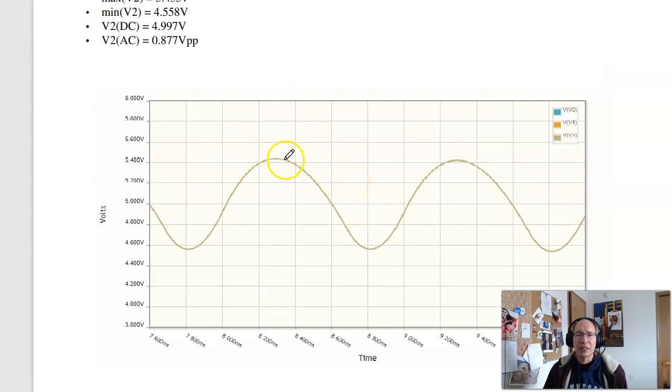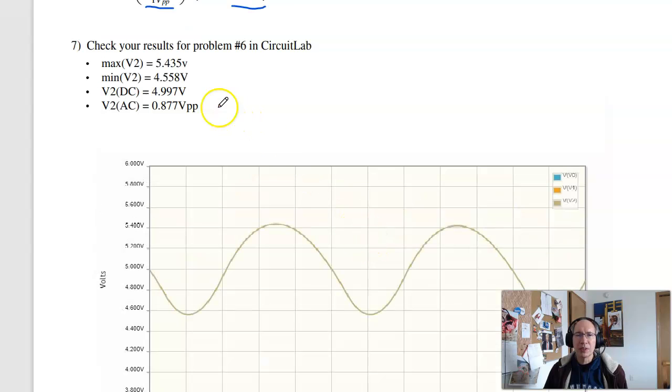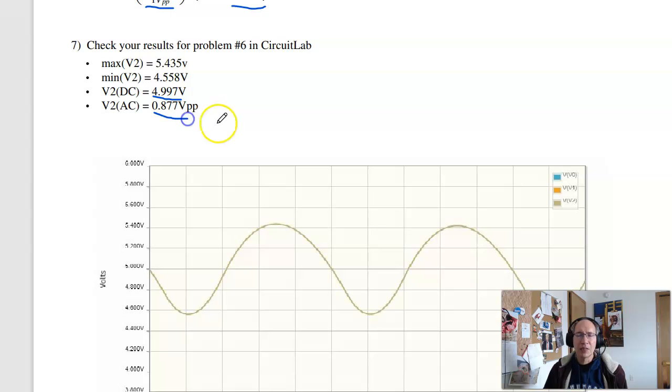I can take the peak voltage and the minimum voltage. The average of the two is your DC voltage. I designed for 5 volts, and I got pretty close to 5. I designed for 1 volt peak-to-peak ripple, and I got 0.877. A little bit off.